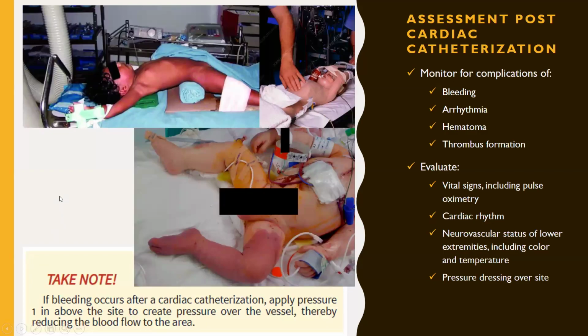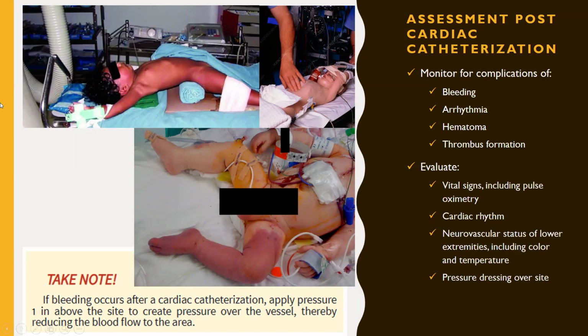Now, post-cardiac catheterization, as a nurse, we have to do some assessments when these kiddos come back to be placed in our care. So we want to monitor for complications of bleeding, arrhythmia, hematoma, and thrombus formation. We want to evaluate the vital signs, including pulse oximetry, cardiac rhythm, neurovascular status of lower extremities, including color and temperature. And we want to evaluate the pressure dressing over the site.